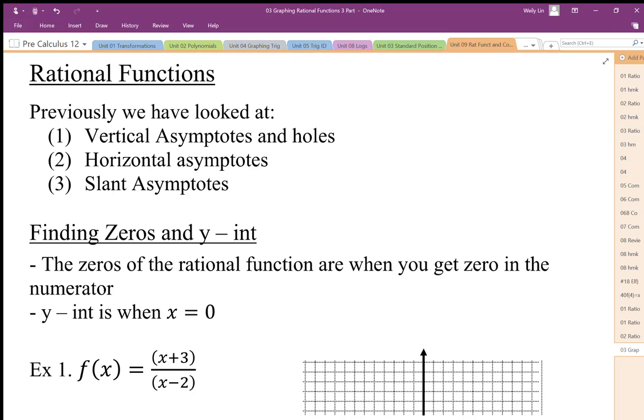Graphing rational functions, we've looked at vertical asymptotes and holes. They go together. They're from the denominator. And make a note of that. That's from the denominator.